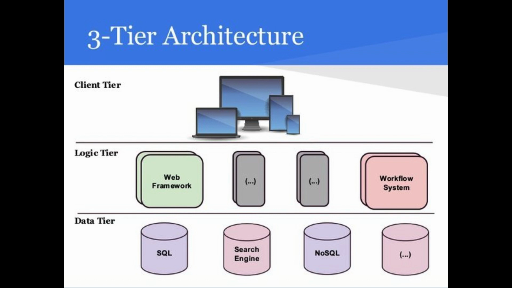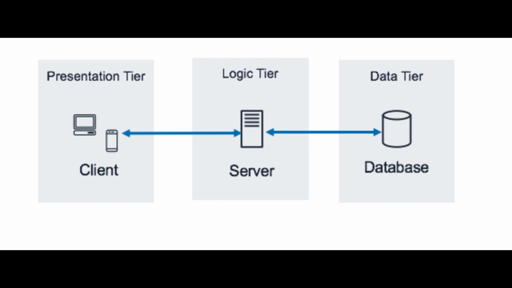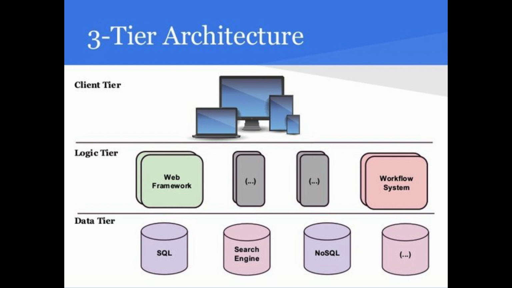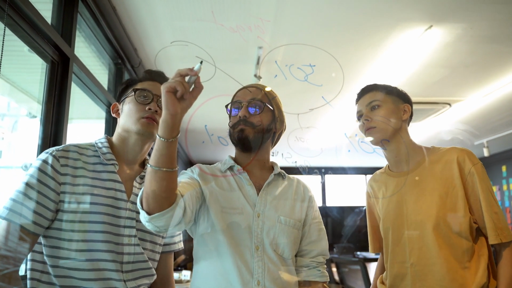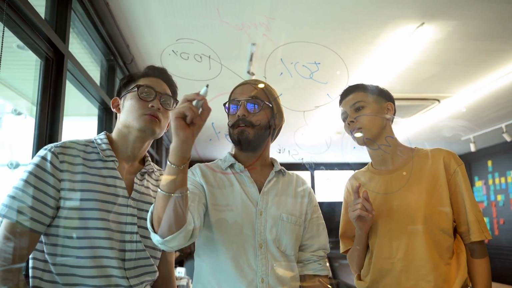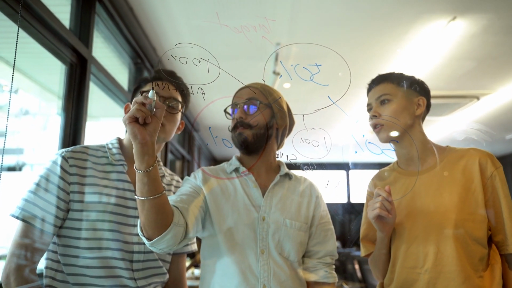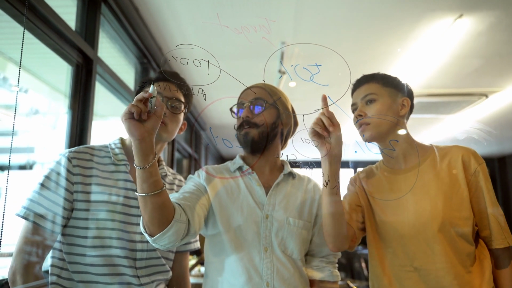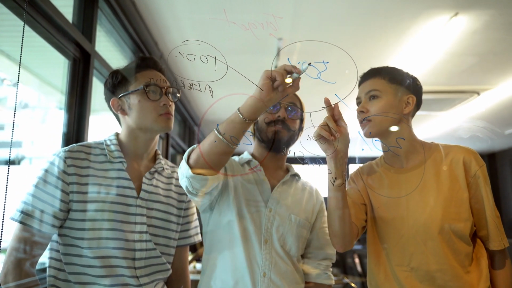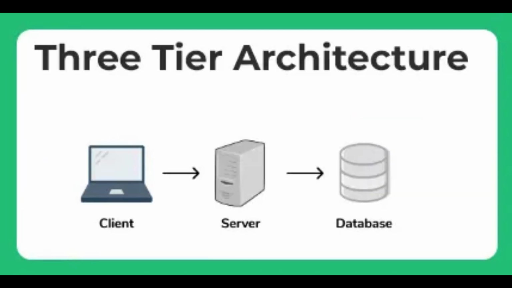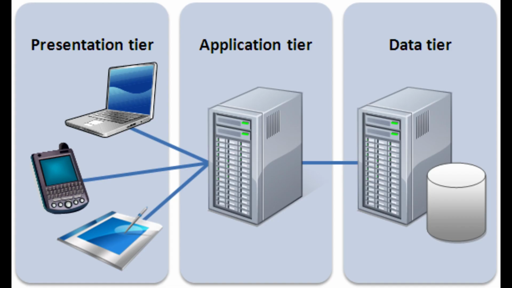Data tier. The data tier, also known as the persistence tier or backend, is the bottommost layer of the three-tier architecture. It is responsible for managing data storage and retrieval. This tier typically involves databases or file systems where data is stored persistently. The data tier handles tasks such as data validation, storage, querying, and retrieval. It interacts with the application tier to provide and receive data necessary for the application's functionality. The data tier ensures data integrity and security.